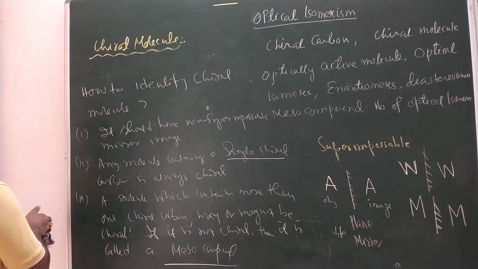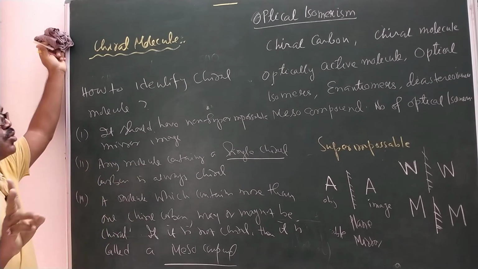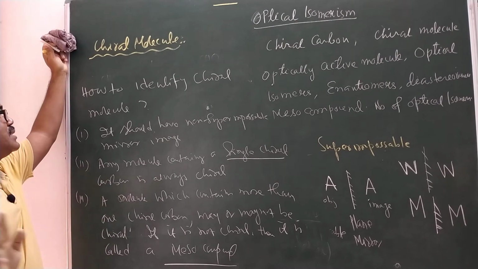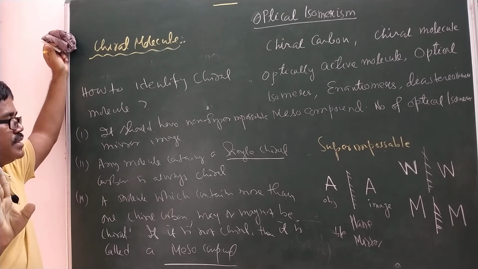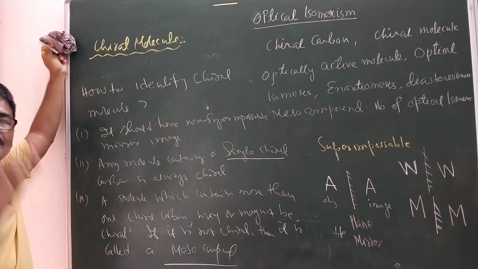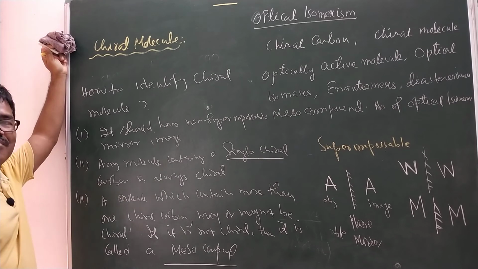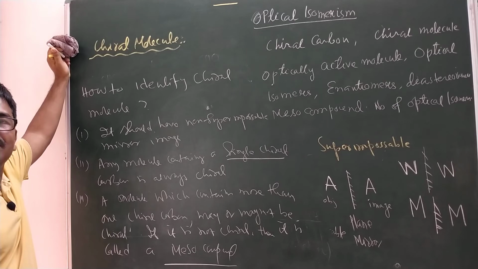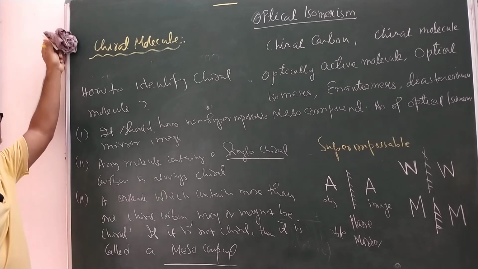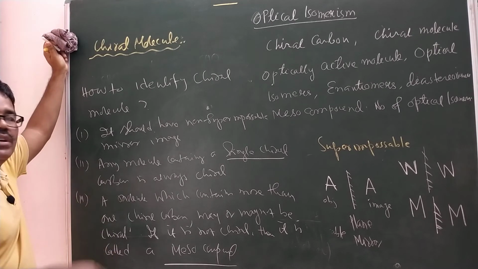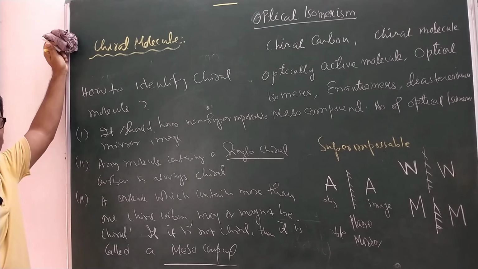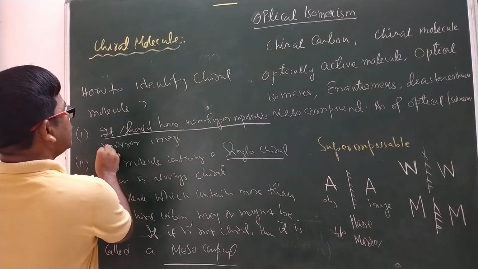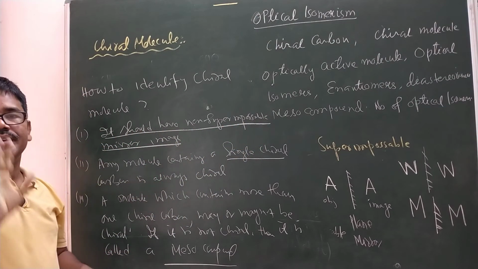Let me give an example. The first thing, you should have an idea how to find the mirror image. If it is a non-superimposable mirror image, the molecule is chiral. Second thing, if any molecule contains a single chiral carbon, it is always chiral. But if it contains more than one chiral carbon, it may or may not be chiral. If it contains more than one chiral carbon and the molecule is not chiral, that kind of molecule is called a meso compound. First basic thing is that it should have a non-superimposable mirror image. This is the basic condition to identify a chiral molecule.